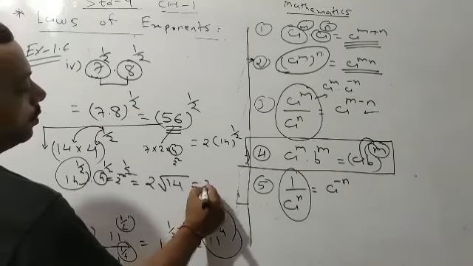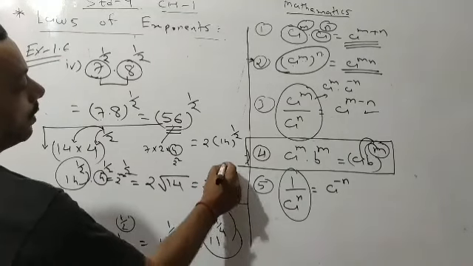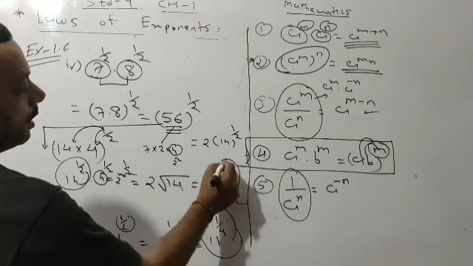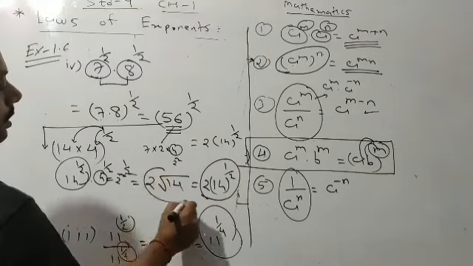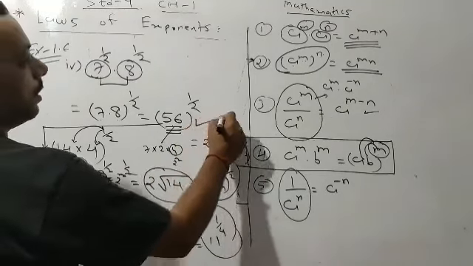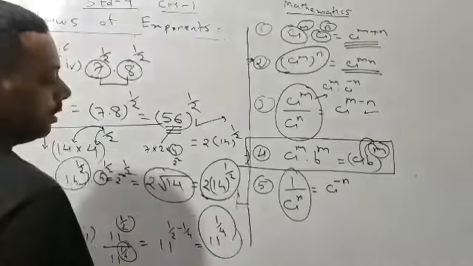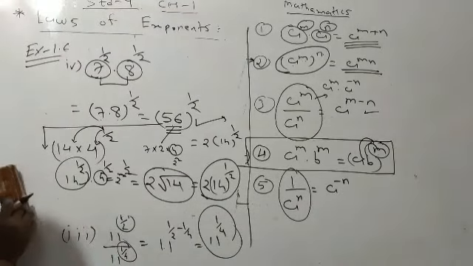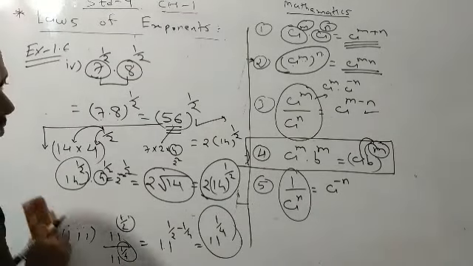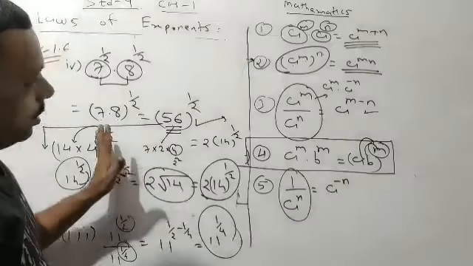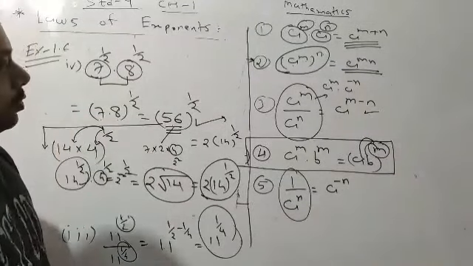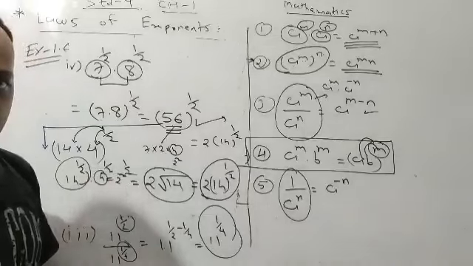Or you may write 2 into 14 power half. You can write either this answer, or you may leave your answer till the earlier step. You will get full marks in all the cases. Is this clear? Okay. So this is our last question of this chapter. So our first chapter is now completed.